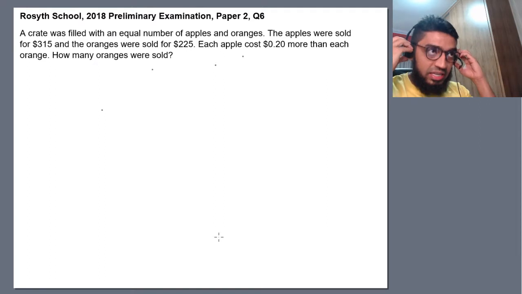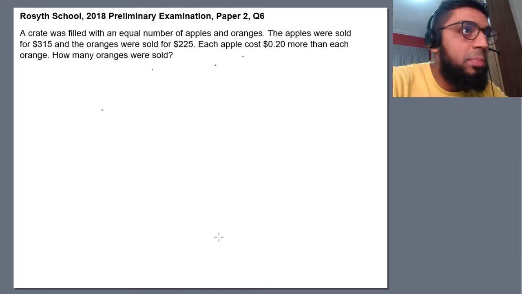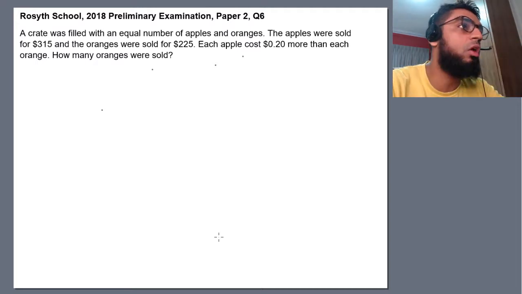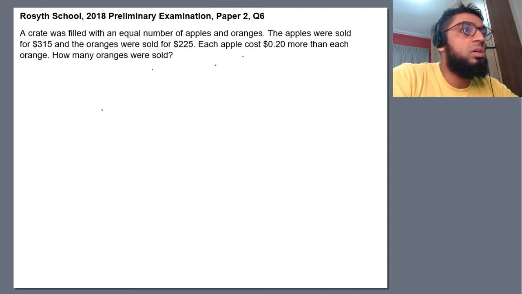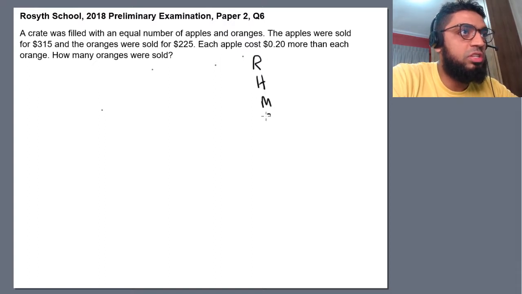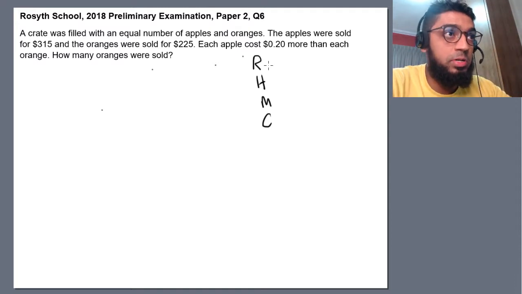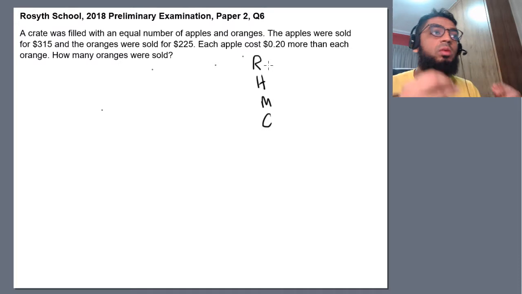Okay, now indeed the next statement says that each apple costs 20 cents more than each orange. The question is, how many oranges were sold? Alright, so again we employ the RHMC steps. So let's read the question once more, and as we are reading, we will highlight, we will underline the keywords and key numbers. We'll choose the right method and we will check our answer.